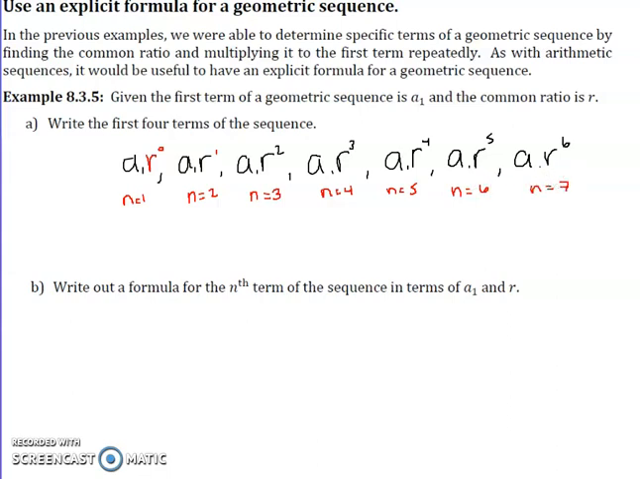So we can use this pattern to help us write a formula for the nth term, meaning any term beyond A1. So A sub n is going to equal A1, that first term, multiplied by r to the power that is 1 less than the n that we're looking at. So if I'm looking at n is 7, then I want r being to the 6th power. So I subtract 1 from my n value. And this will give us our rule for any nth term in a geometric sequence.